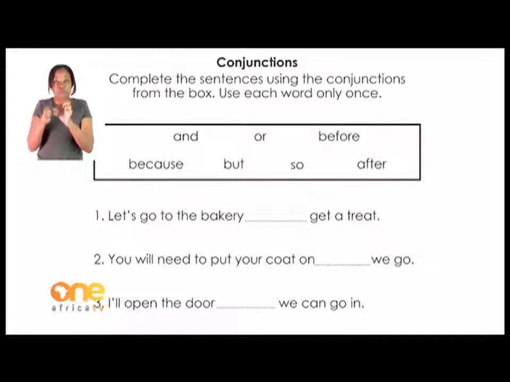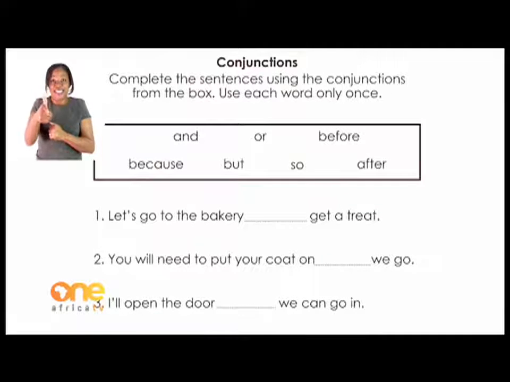But joins two ideas which are opposites. They oppose each other. Then when you join those two sentences, you have to use a but. When you use so, it means you have to show the result of what came out of doing something, or when something happens, what happens after that. Before and after show the order or the sequence of things. Before is earlier. After is later. Okay. So those are our conjunctions that we are going to use in these sentences.